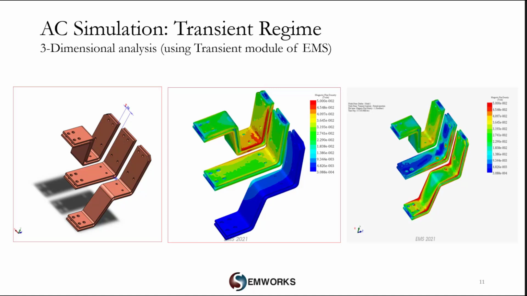The magnetic flux density results are shown in this slide. An animation versus time of the field plot is used to illustrate the transient results. The red zones in the bars are due to the proximity effects.